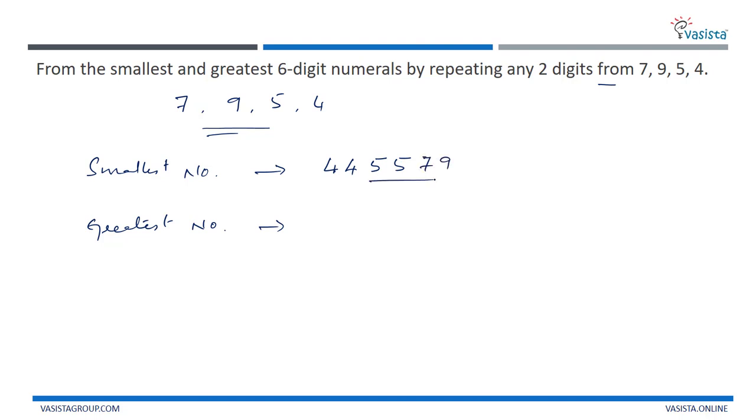This is going to become the smallest number which we can form by using the 4 digits, that is 7 9 5 4, with repeating 2 digits, that is 4 and 5. Now if I want to go with the biggest or greatest number, then I'll take this, that will become 9 9 7 7 5 4. The answer is this. Hope you understood, right?